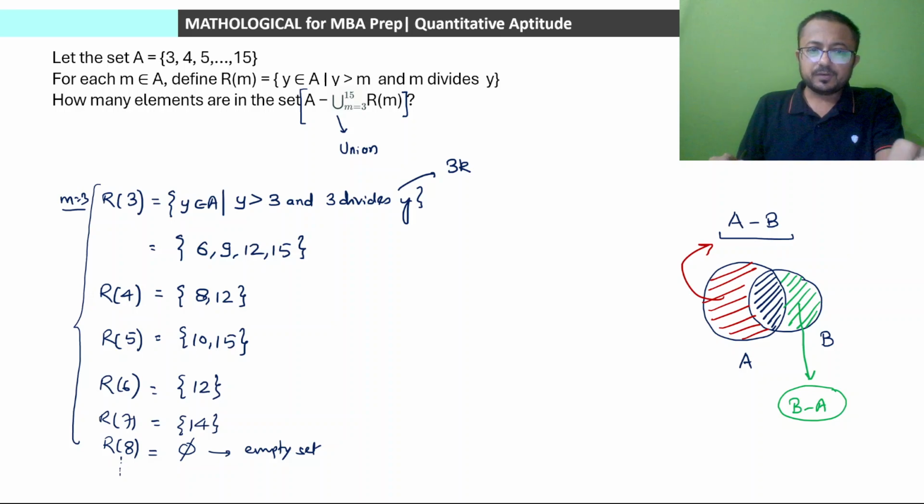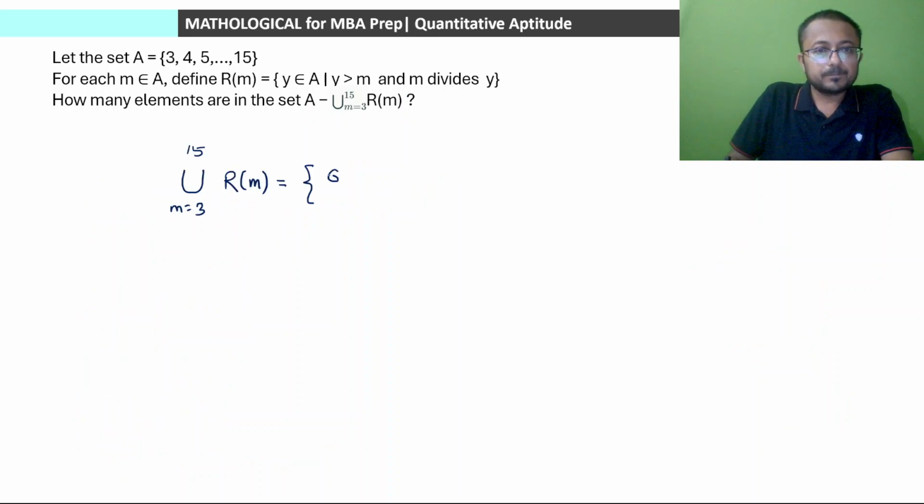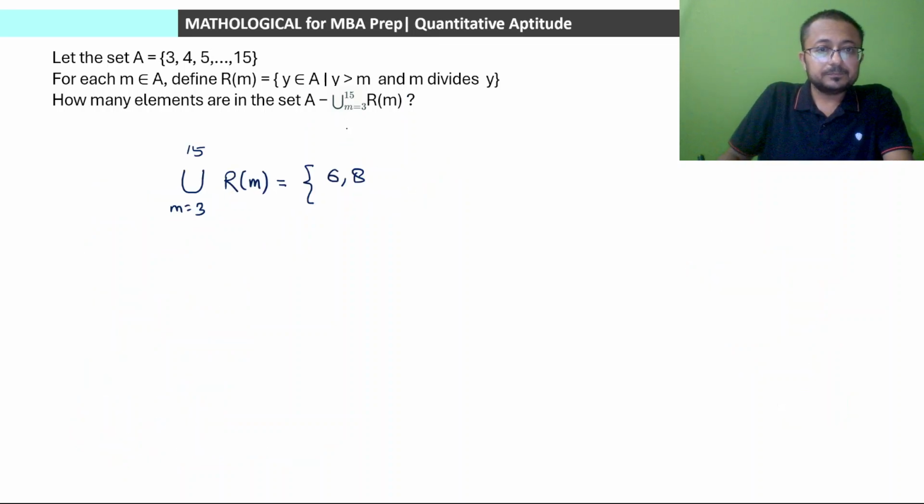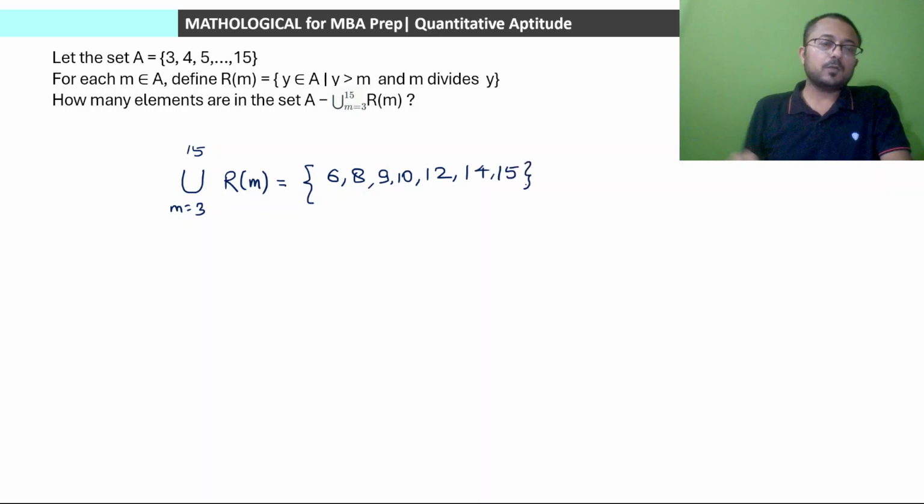ठीक है. सो फर्स्ट एलिमेंट विल बी 6, 7 is also not there, then 8 is there, 9 is there, 10 is there, 11 is not there. So 6, 8, 9, 10, 11 is not there, then 12 is there, 13 is not there, 14 is there and lastly 15 is there. So the union set of all RMs contains 6, 8, 9, 10, 12, 14 and 15 while the set A contains all elements from 3 to 15.